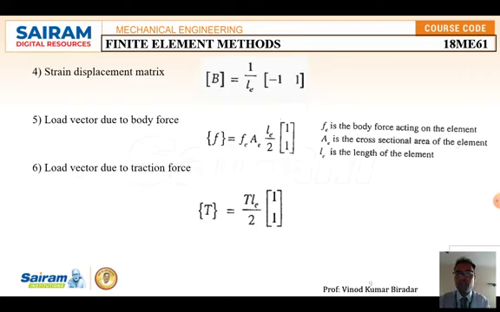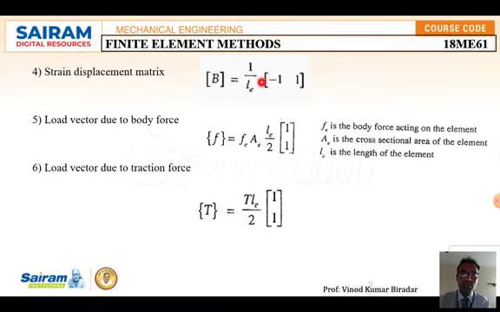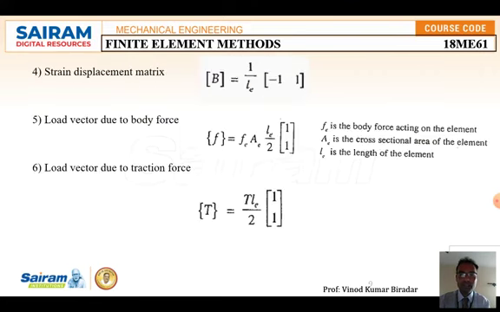Okay, the next formula is the strain displacement matrix, which you are going to calculate by using this formula, that is B is equal to 1 by Le times [-1 1]. Okay, the load vector due to body force is equal to F = A Le by 2 times [1 1]. Okay, and the load vector due to traction force is equal to T Le by 2 times [1 1], traction force. Okay, so these are the formulas, and the formula for strain is epsilon equal to B into U. Okay, B is nothing but the strain displacement matrix here.